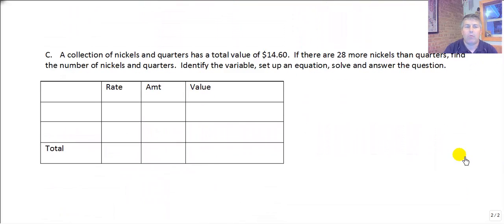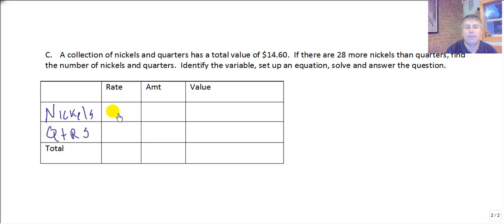Let's go to our final word problem. We have a collection of nickels and quarters that has a total value of $14.60. There are 28 more nickels than quarters. Find the number of nickels and quarters. So our items we're working with are nickels and quarters. Okay? And the rate, or the percent, or the value of a nickel.